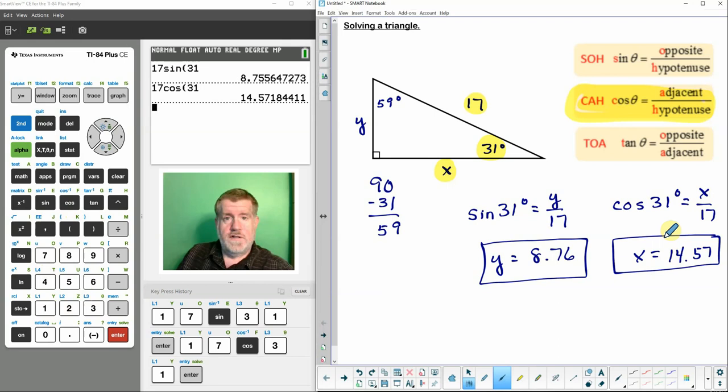We are done. It's all figured out. Nothing else I've got to do. But I do want to stress that there are many ways to do it. Could I have used the Pythagorean theorem once I knew that was 8.76? Sure, I could. Could I have used the 59-degree angle and done sine of 59 as x over 17? Sure, I could. There are multiple ways to do these problems. I've just shown you one way.